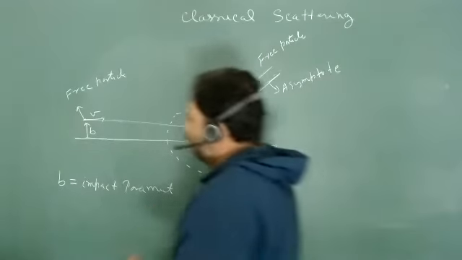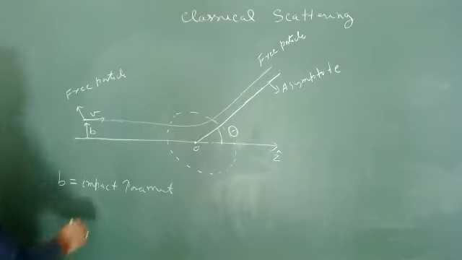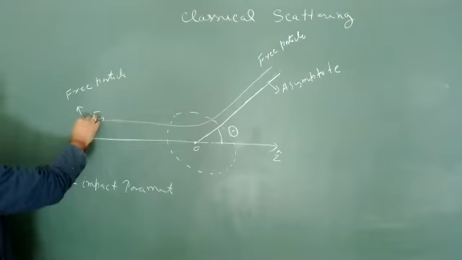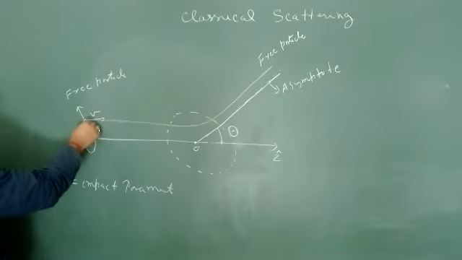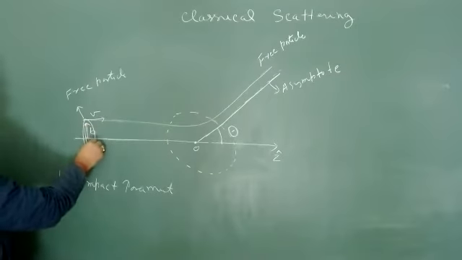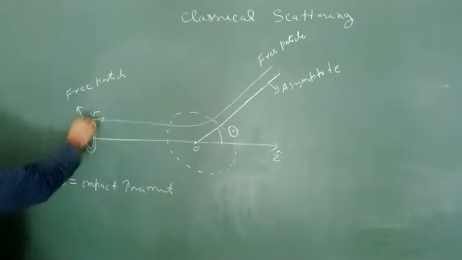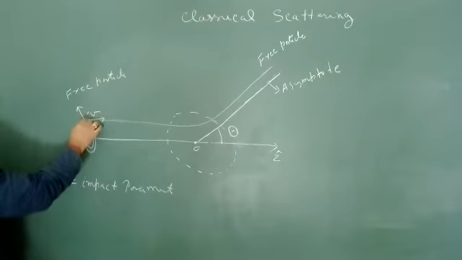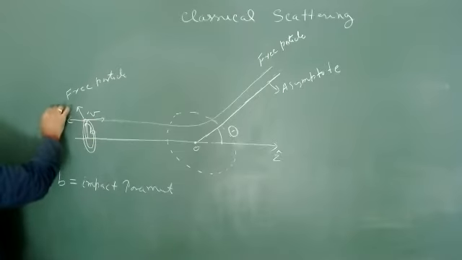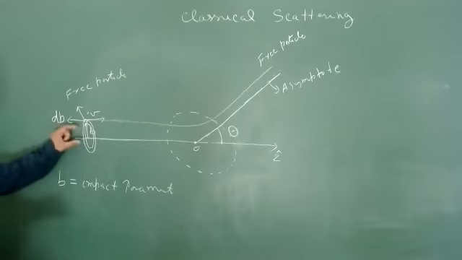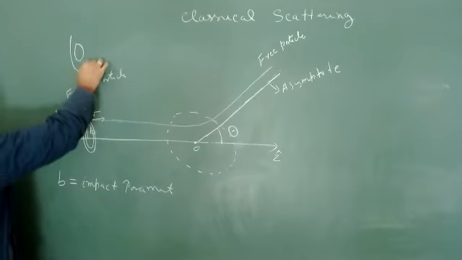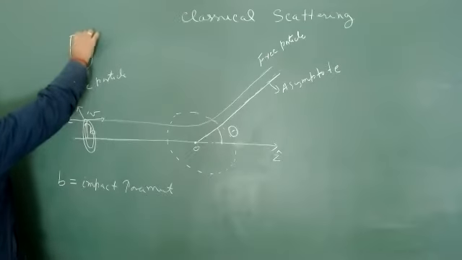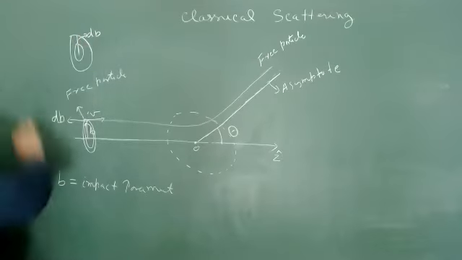Now look at here what is going to happen. Here we can make a circular area, a ring-shaped area at the b distance, and this ring has length dB. So this ring has length dB at the b distance. Something like this: this is length b and this length is dB.